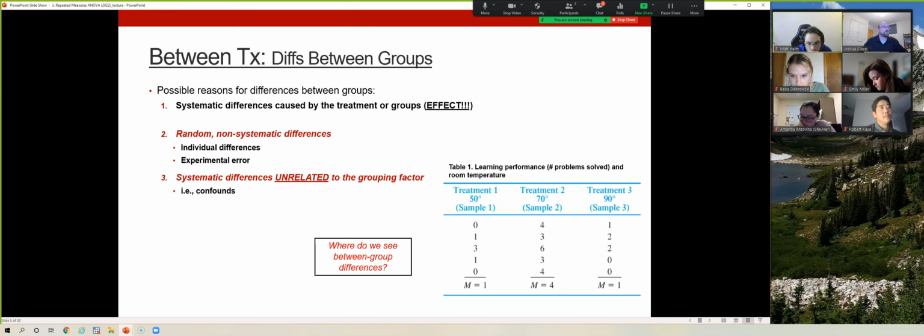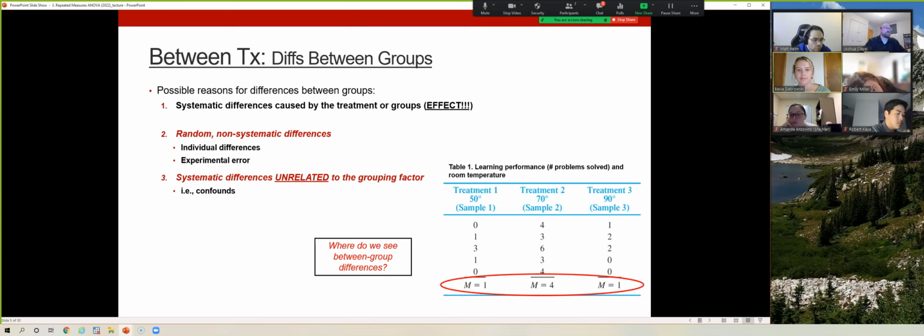But I'm interested in trying to see where that between group differences is happening, okay? So Basha, where are we seeing the between group differences in this example that we used from last semester, looking at the impact of temperature on learning performance? We don't see any differences between treatment 1 and treatment 3, but there are differences in treatment 2. Okay, where are you seeing that happen? I'm looking at means. Yeah, right there.